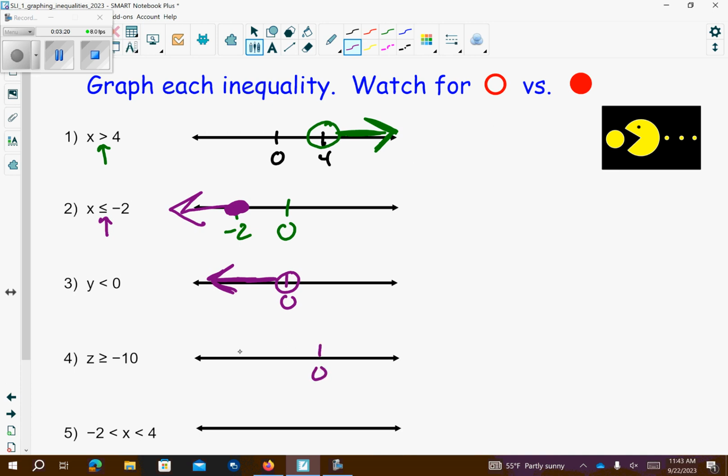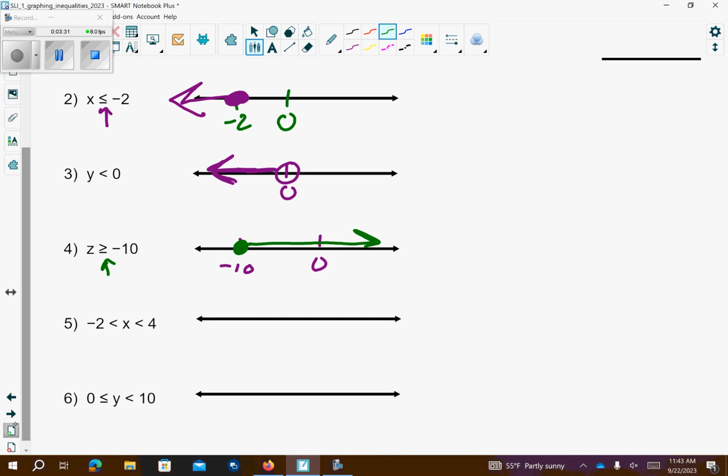I have 0, I have -10. Okay, so this is going to be a solid dot because I have the equal sign. Shade it to the right. Again, we already broke these apart. So this, if you remember from the previous page, was this and was this. So if I have -2 here, and let's say I have 0 here, I have 4 here. Just try and space it out the right way. So I want an open dot here, an open dot here, because I don't have any equal signs, and I shade in between them.